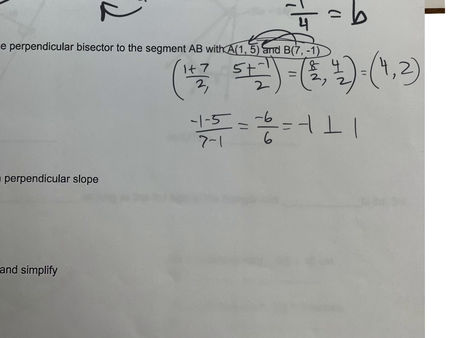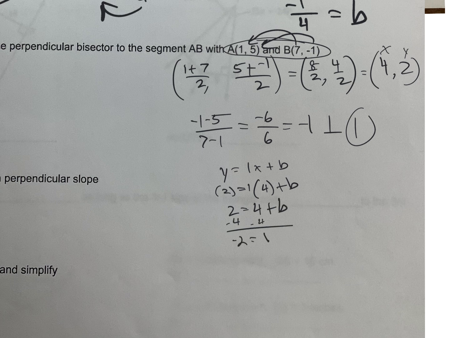Okay, so now we have the slope we want, and we have the x and y that's on our line. So y equals 1x plus b. Plug our x and our y in. 2 equals 1 times 4 plus b. 2 equals 4 plus b. Subtract 4. Negative 2 equals b. So our final equation is y equals 1x, or just x, minus 2. And that would be your answer.